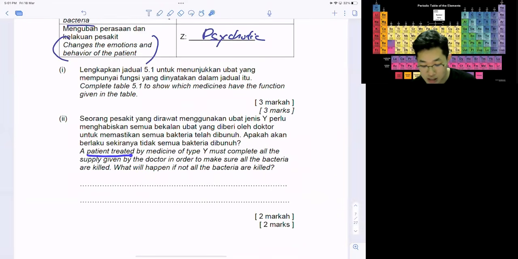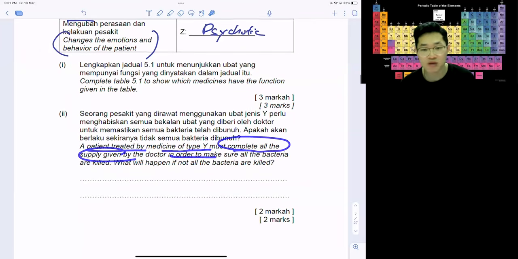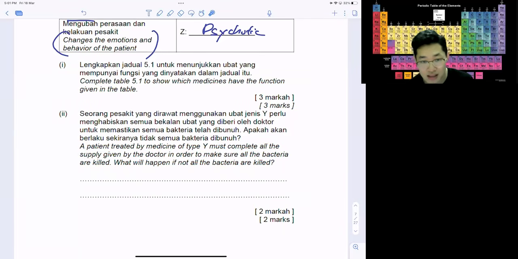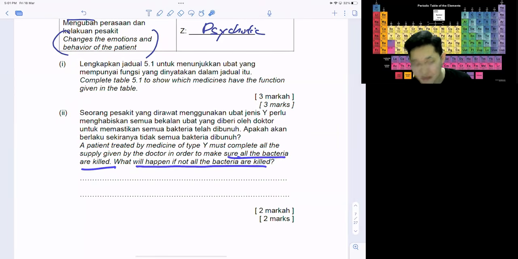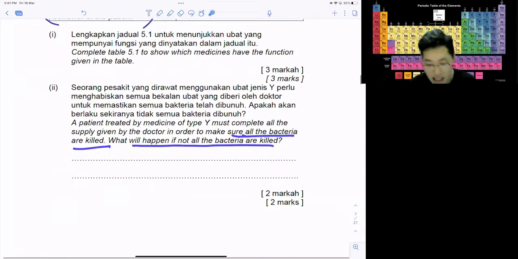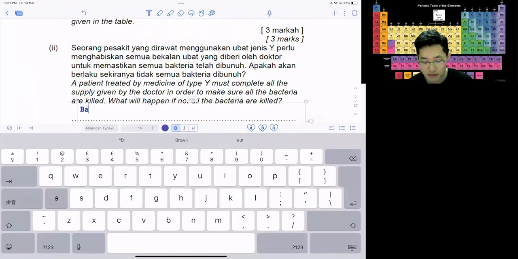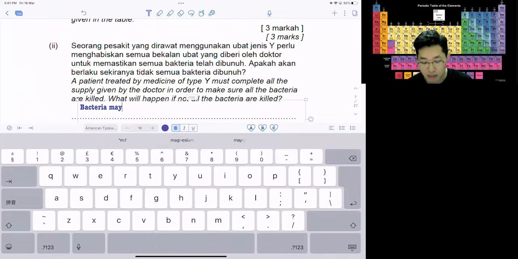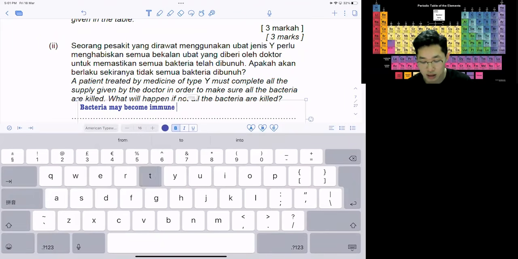A patient treated by medicine of type Y must complete all the supply given by the doctor. This is one of the favorite questions. Why do you have to always finish the antibiotic or the antimicrobials? It is to make sure all the bacteria are killed. What happens if the bacteria are not killed? Yes, very good. Bacteria may become immune to the antibiotic.